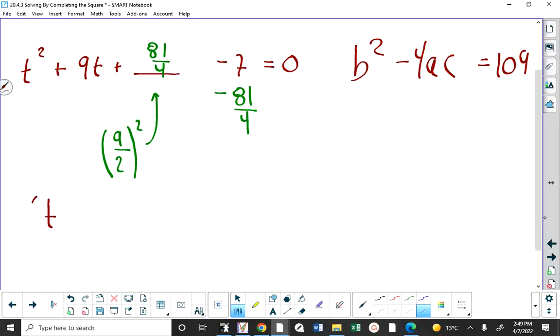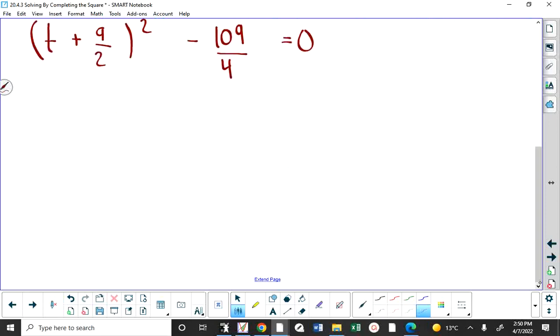So this will be t. Don't forget what I said. The number you put here is half of b. So this is plus 9 halves. And then we have minus, I think we're going to get minus 109 fourths. But you can confirm that on your calculator. Yeah? One confirmation, 2, 3. Okay. This is equal to 0.